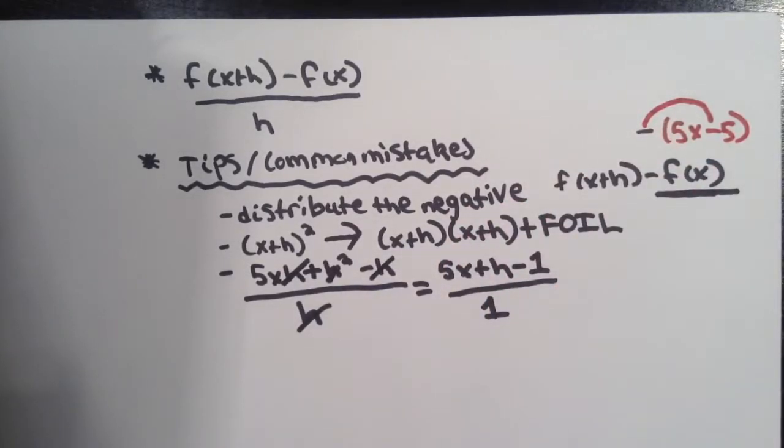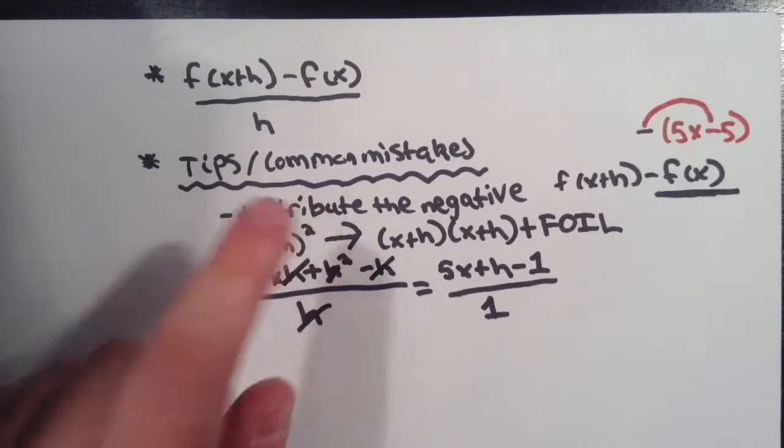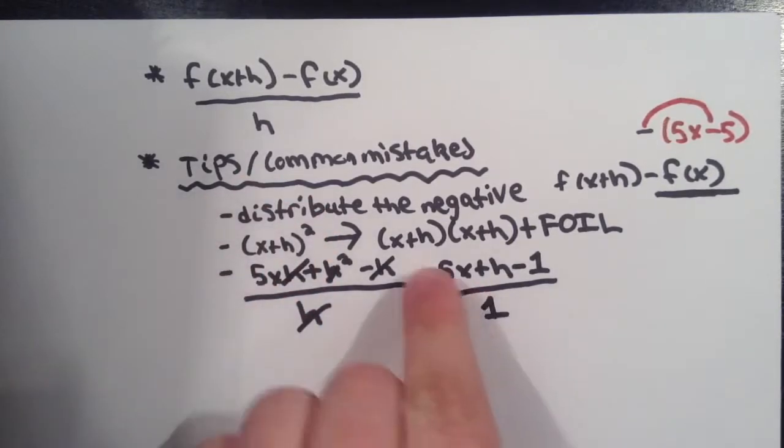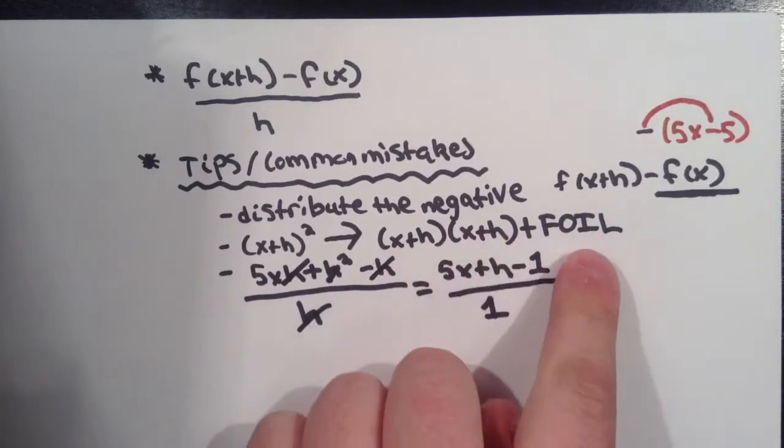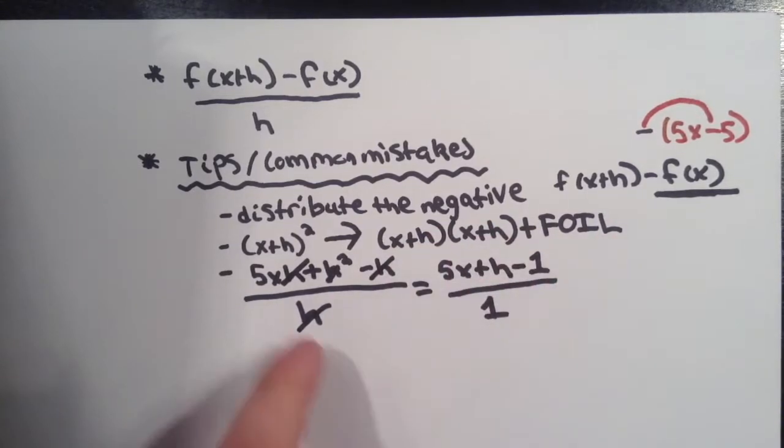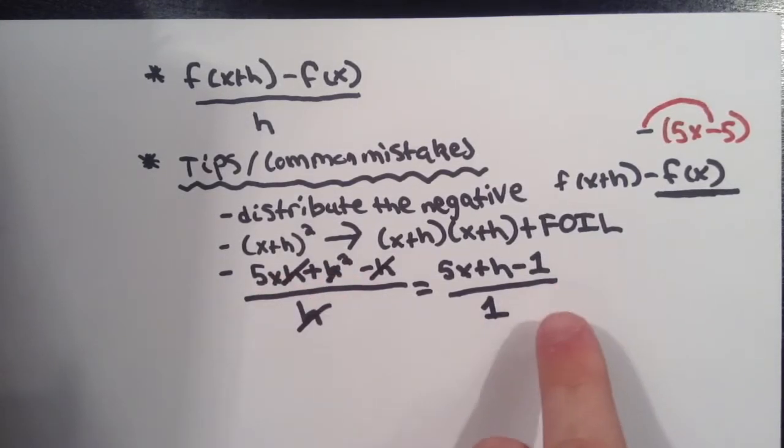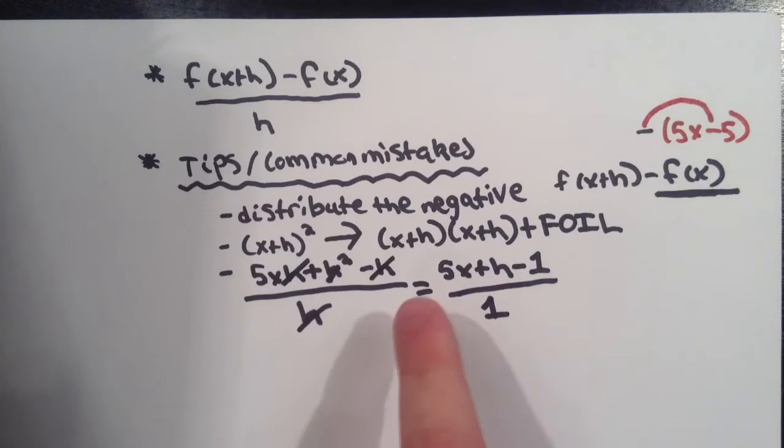Another mistake that is commonly made is x plus h squared. So remember, if you see that, you have to make a duplicate and then FOIL. Lastly, whenever you have your last equation over h, whenever canceling the h's, remember that this does not cancel out completely. You have to remember to put a minus 1 and over 1, even though when writing the final equation you don't have to have the over 1.